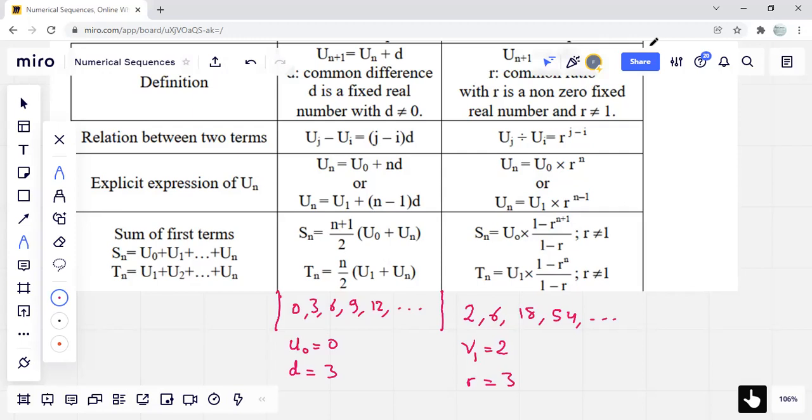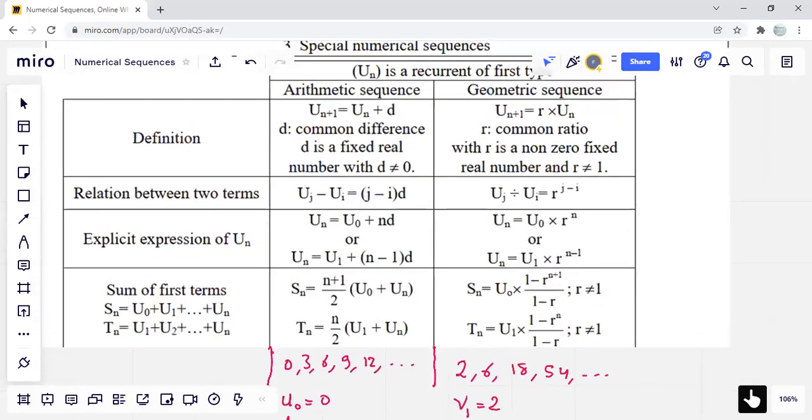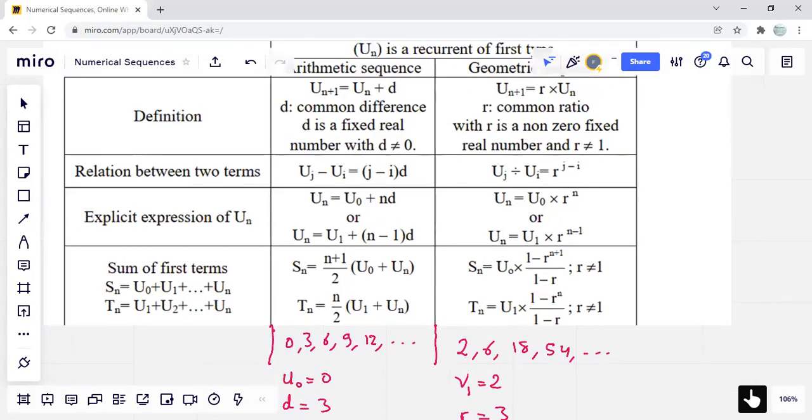This is the general definition of an arithmetic sequence: u_{n+1} is equal to the previous term u_n plus d. We found a relation between any two terms in the arithmetic sequence and any two terms in the geometric sequence. We wrote both types of sequences in explicit expression. So u0 plus nd is the arithmetic sequence, and u0 times r to the power n is the geometric sequence.